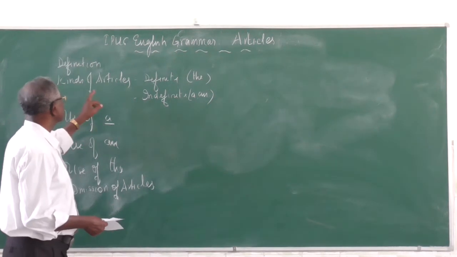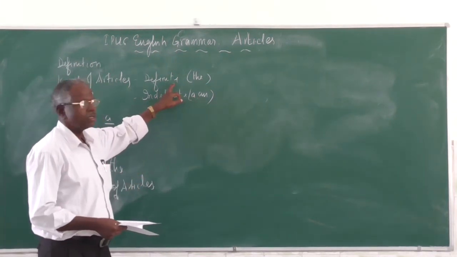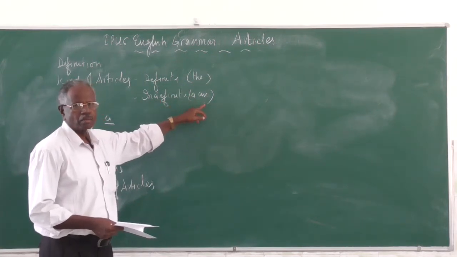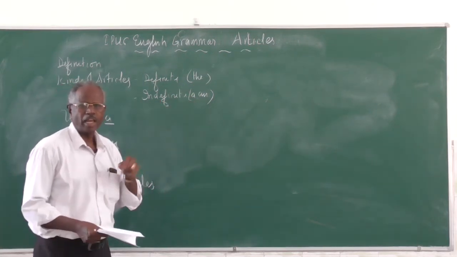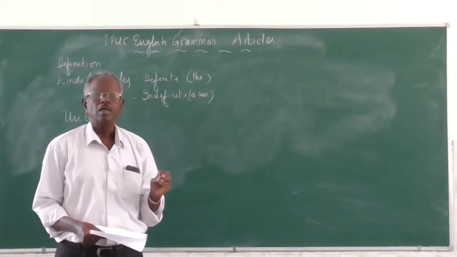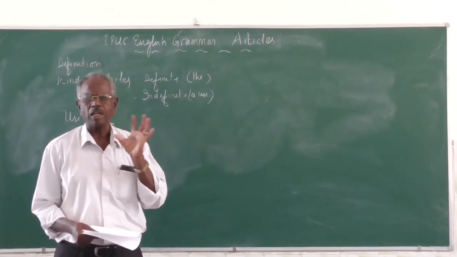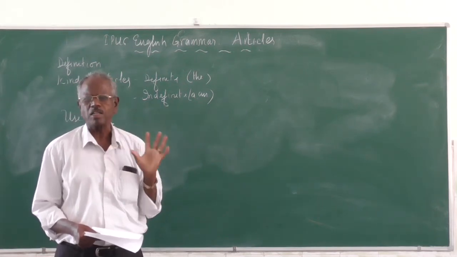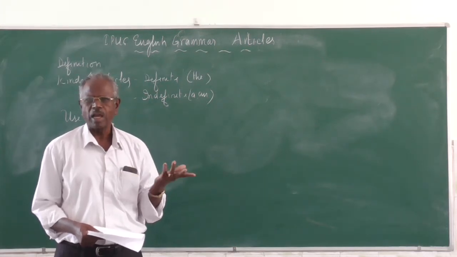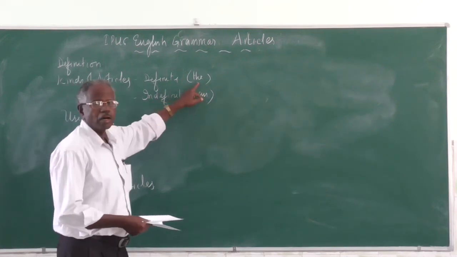Kinds of articles. There are two kinds of articles. One is definite article, that is the, and indefinite article, a and an. A and an. Should not say a. Just open the mouth and it should come out. The speciality of the vowels is they come out freely without any obstruction of the vocal organs. If you start saying a, then it becomes wrong. A, an.